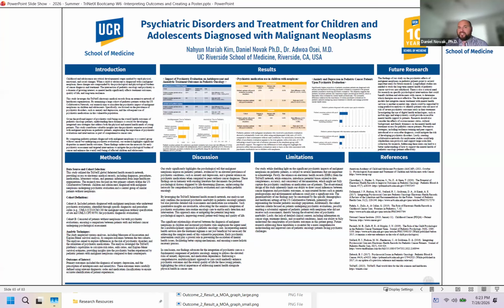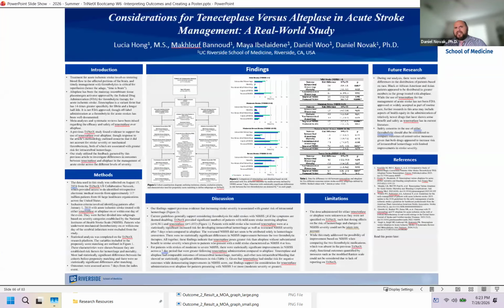We also have some interesting investigations into psychiatric disorders for children after experiencing cancer. We thought that was a very innovative use of this platform because that's a very, very difficult group of people to study. So we thought that was really cool. This one was presented at the American Heart Association, looking at alteplase and tenecteplase in stroke management. The student was able to use the NIH stroke scale to provide some additional resolution into when these two different drugs are useful.